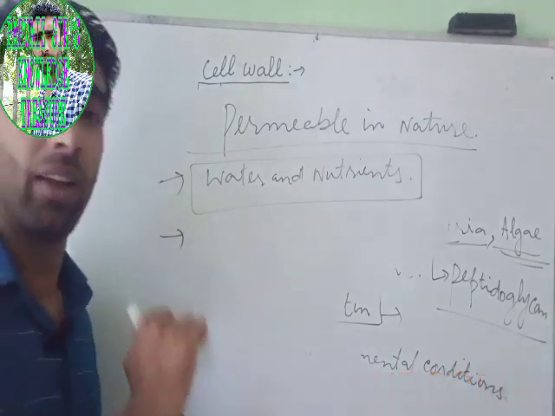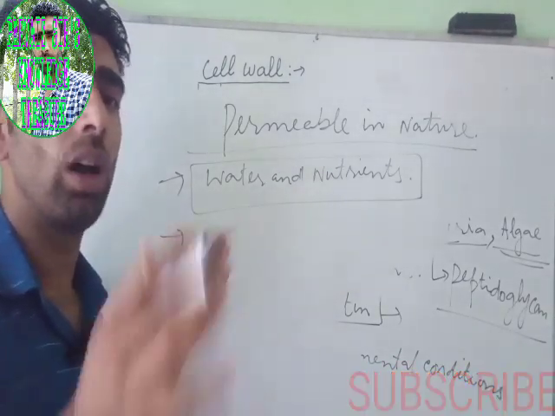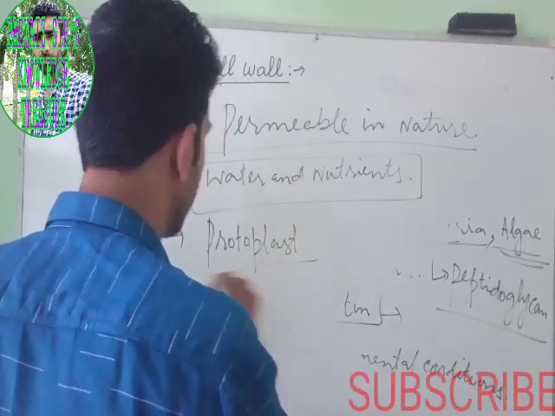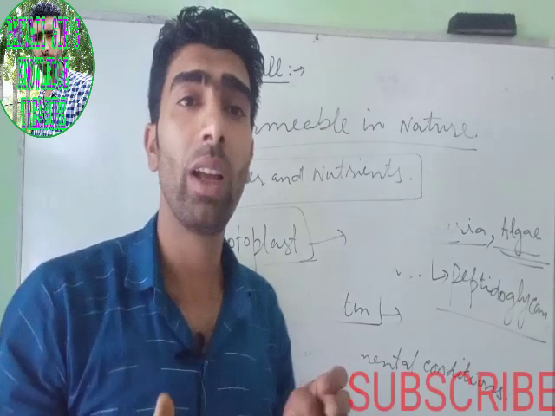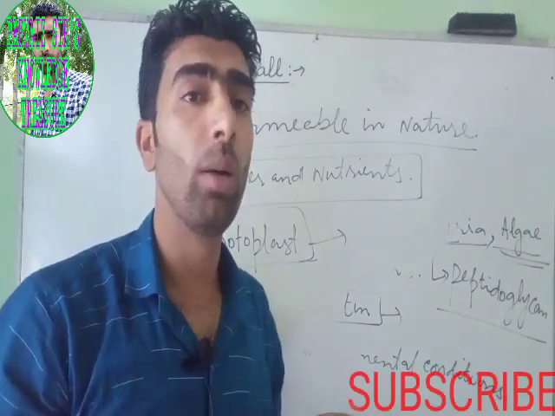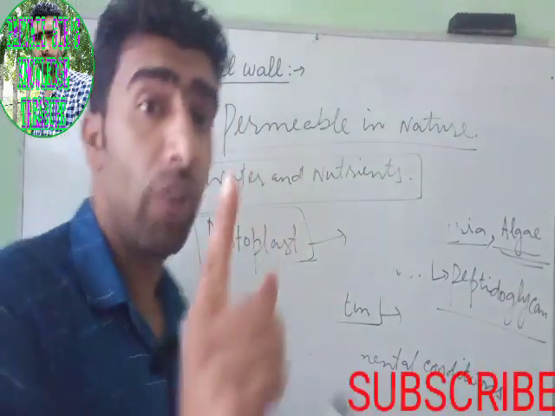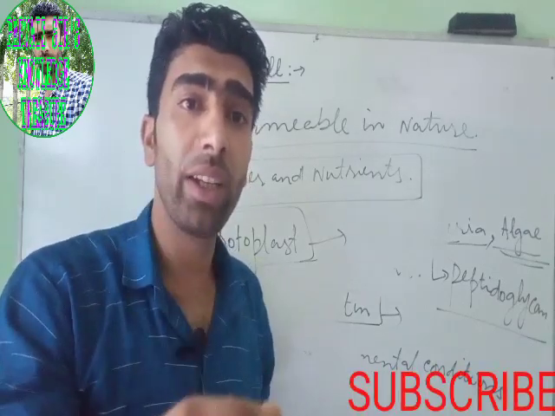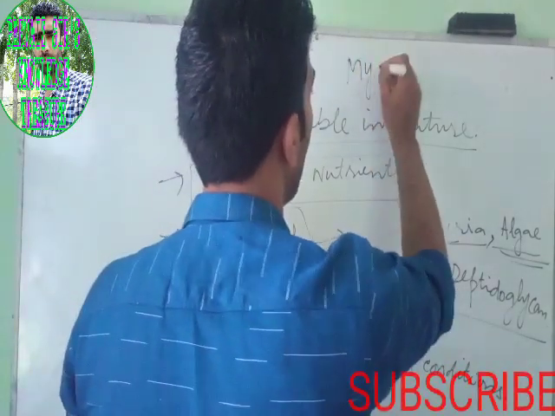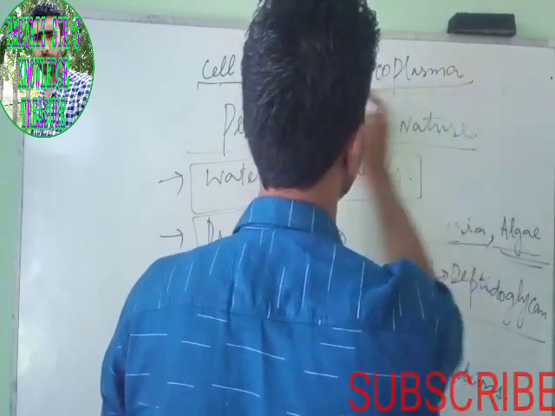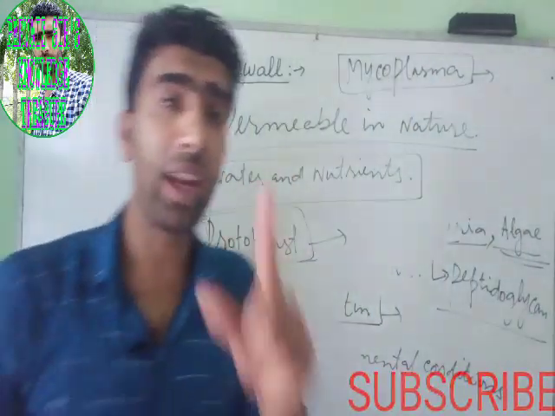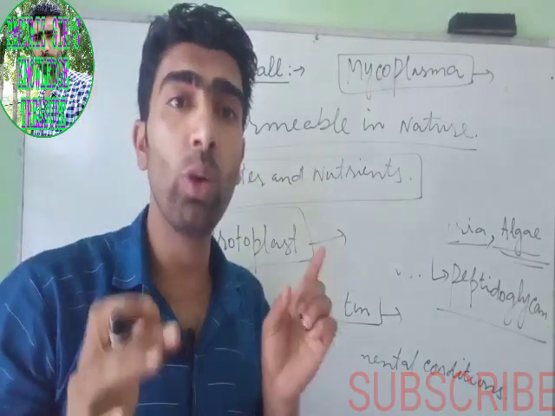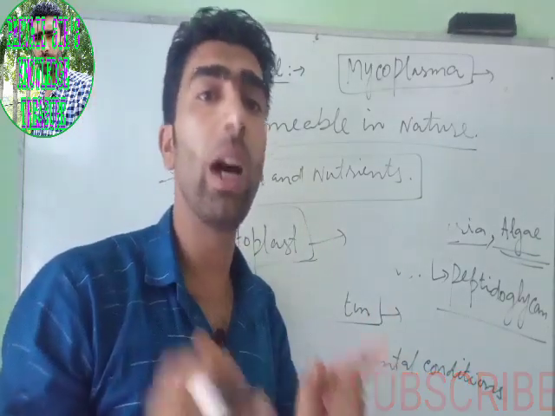The plant cell which is without the cell wall is called protoplast. Now, I forgot to tell you one thing. In case of bacteria, cell wall is present in all bacteria except mycoplasma. It is the smallest living cell in the world and it has no cell wall. Mycoplasma is also known as PPLO, pleuropneumonia-like organisms.